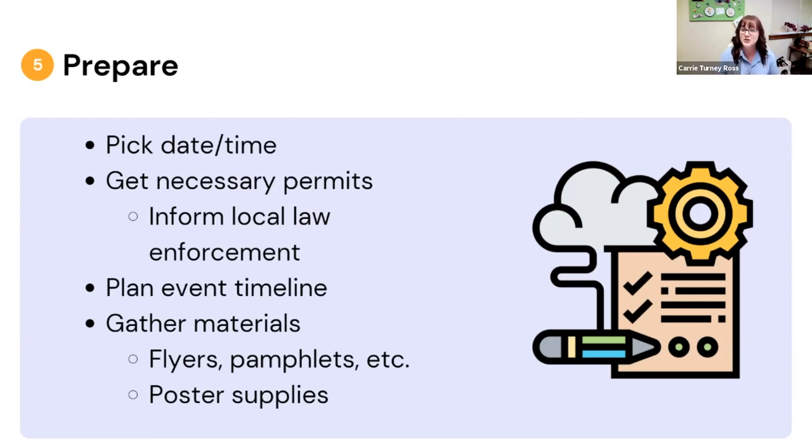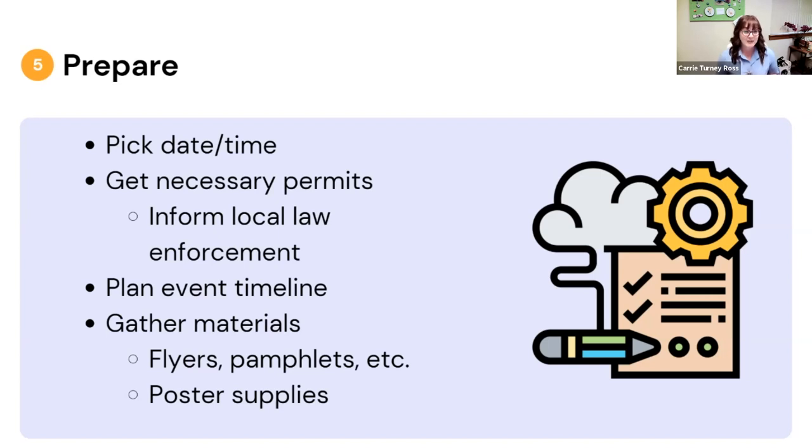You've done the research, you found out, yes, you need a permit, go ahead and get it. If you found out you don't, then you're good to go. But either way, whether you've got a permit or not, it is important to inform your local law enforcement. If they see a big group of people and they don't know what's going on, it could be dangerous for everyone involved. So it's important to inform them.